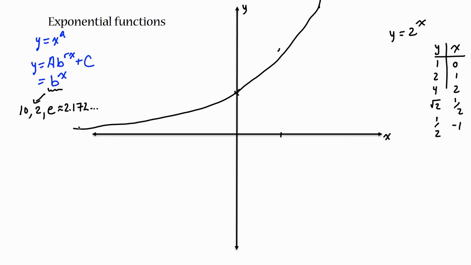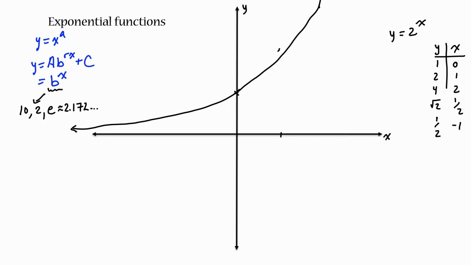So most exponential functions tend to look like this, where as x goes off in the negative direction, the function will asymptote towards 0, but it can never be 0. And as x goes off in the positive direction, y goes off towards positive infinity.